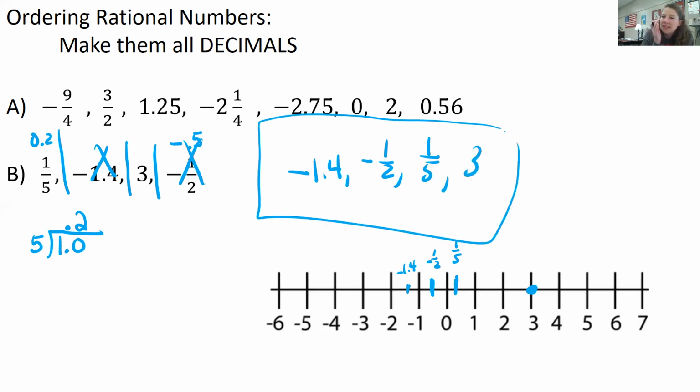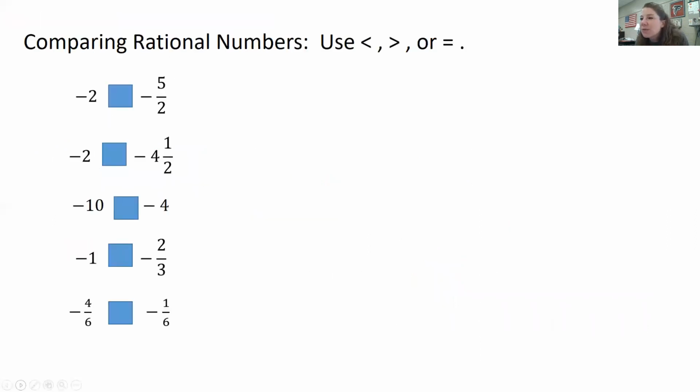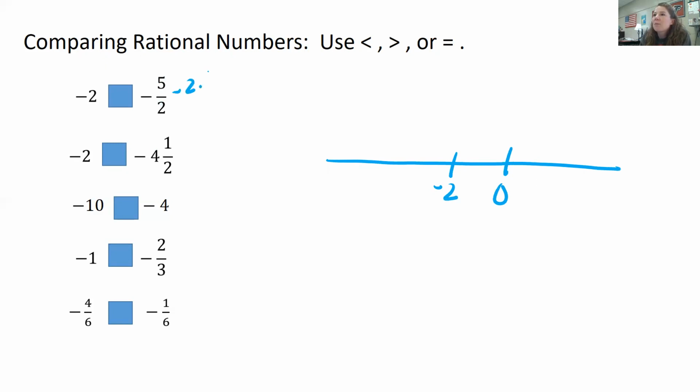So the farther left you go on a number line, the numbers are smaller. The farther right you go, the numbers are bigger, right? So then when we compare these, we would want to think, okay, which one is farthest left on a number line, right? So here's -2. -5 halves is going to be -2.5. So here's -2, -3, -10 would be way down here.